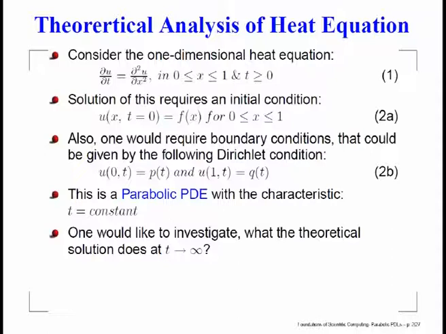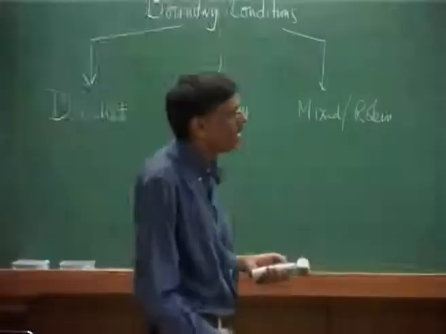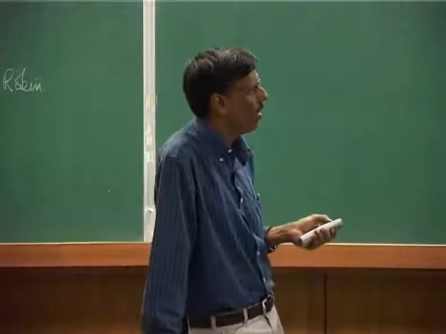For example, if we go to very large time, what happens to the solution? Does the solution exist? Does it remain unique? Is it bounded? All these mathematical questions crop up in our mind. So, to study that aspect, we define a functional which I called u square by 2.